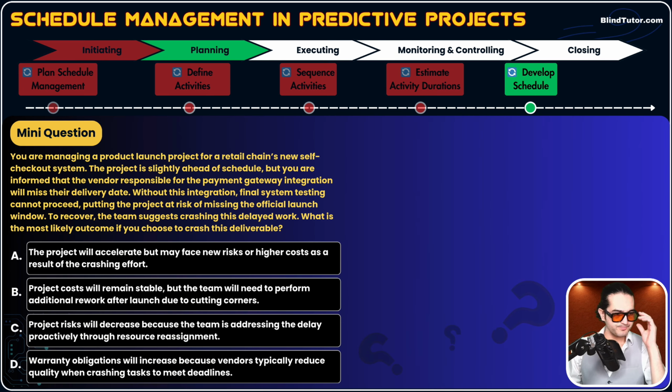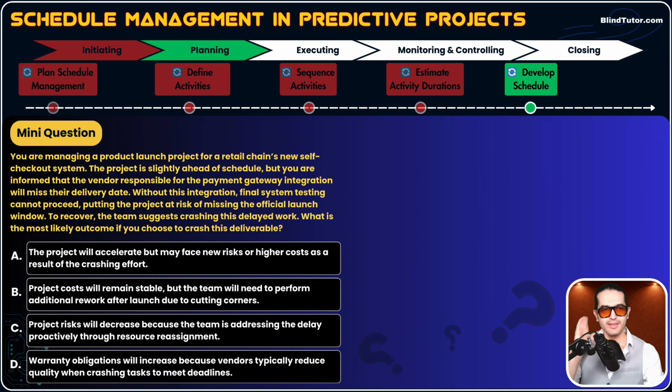Good question, guys. I want you to pause, like always, and get the right answer for me, please. Now, unpause and let's get it done. Let's go line by line, guys. You are managing a product launch for a retail chain. You're managing a project. The project is slightly ahead of schedule. Good sign. You're doing your job well.